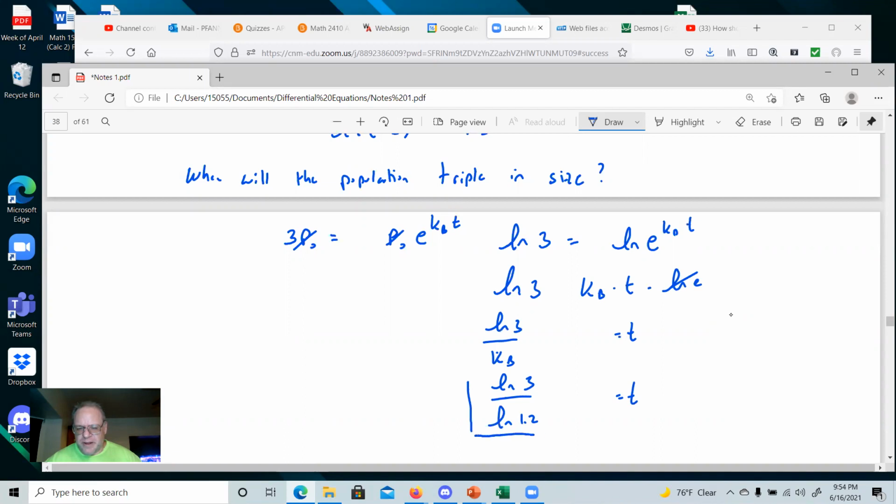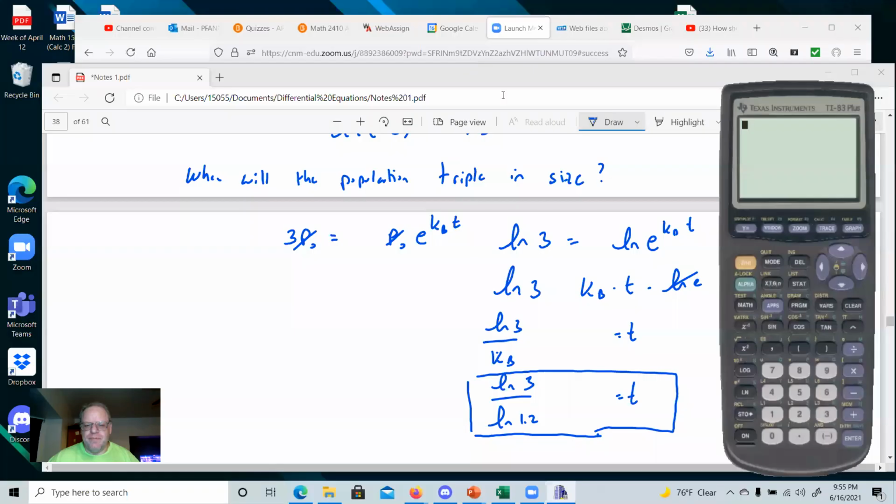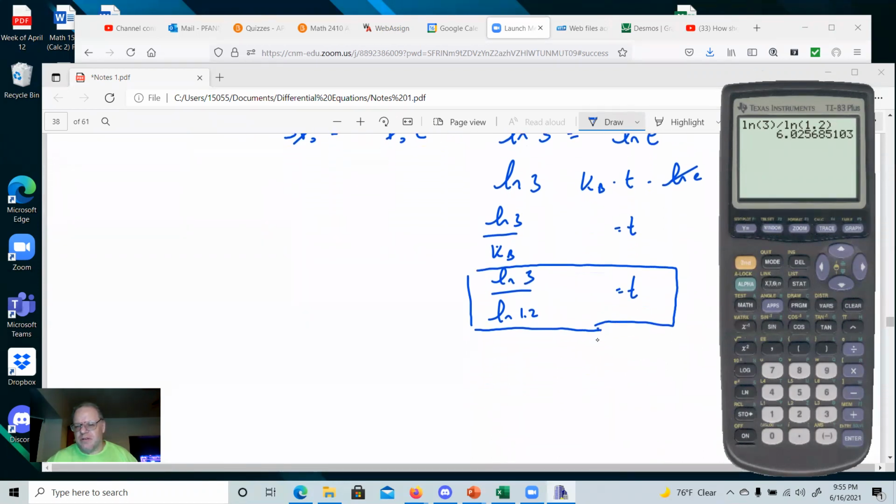Now we're just going to evaluate this. I'm going to go get my calculator. I'm going to be right back. So let's figure out what our t is. Our t is going to be the natural log of 3 divided by the natural log of 1.2. Equals, and we get it to about 6 years.